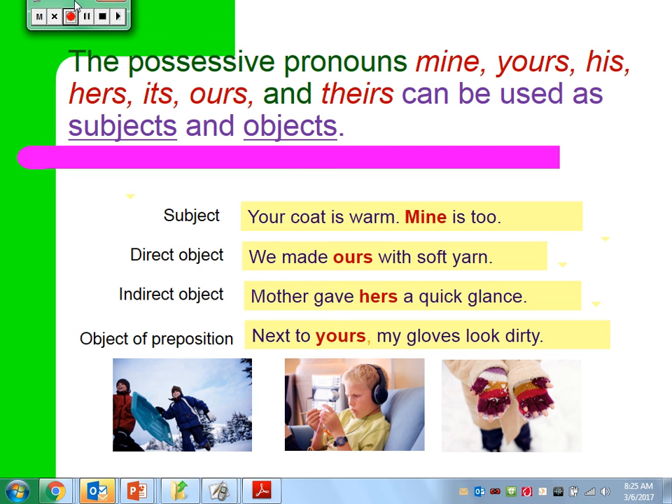Okay, going on with possessive pronouns, the possessive pronouns mine, yours, his, hers, its, ours, and theirs can be used as subjects and objects. Okay, subject, your coat is warm, mine is too. Direct object, we made ours with soft yarn, talking about something that we made that belonged to us. Could be like a blanket. As an indirect object, mother gave hers a quick glance. And then object of the preposition, next to yours, my gloves look dirty. But you can see how each of these words, mine, yours, his, hers, its, ours, theirs, can be used as subjects and objects. Okay?